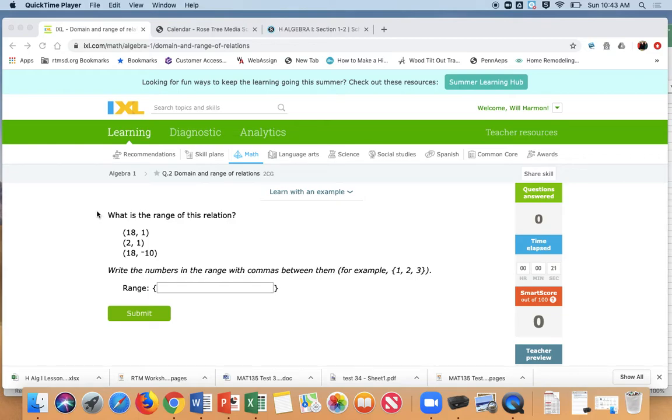All right, this is to help you guys with the Algebra 1 Q2 domain and range of relations IXL. All right, so first thing is what is the range of this relation? So you need to know what the difference between the range and domain is. All right, range is your y values and domain is your x values.